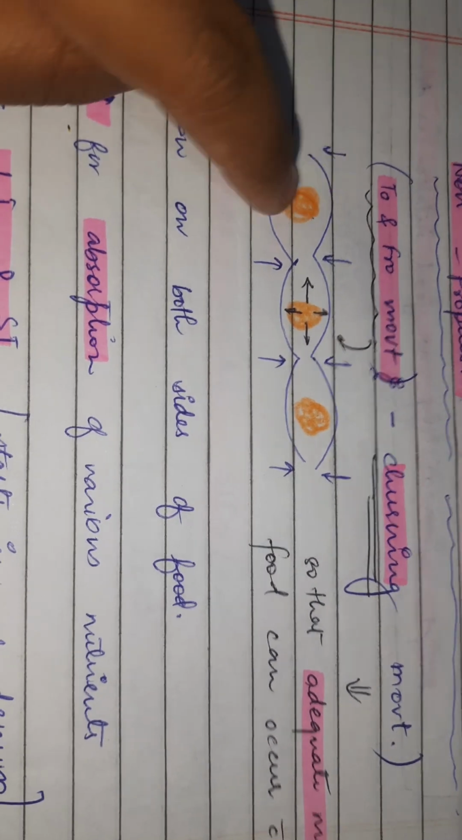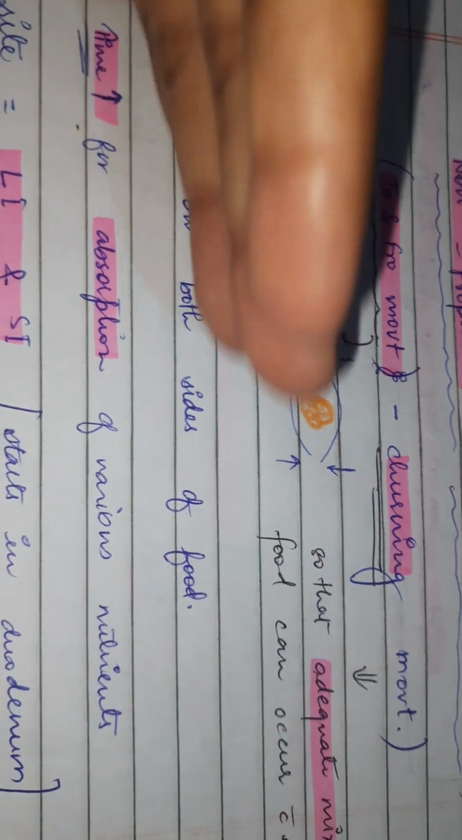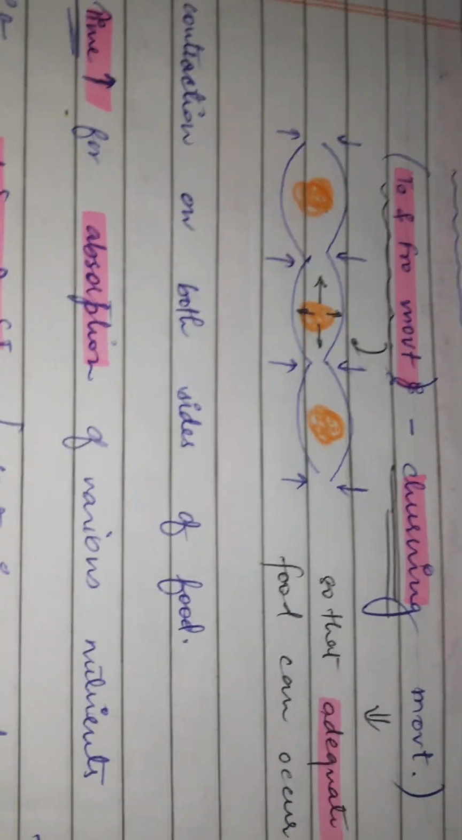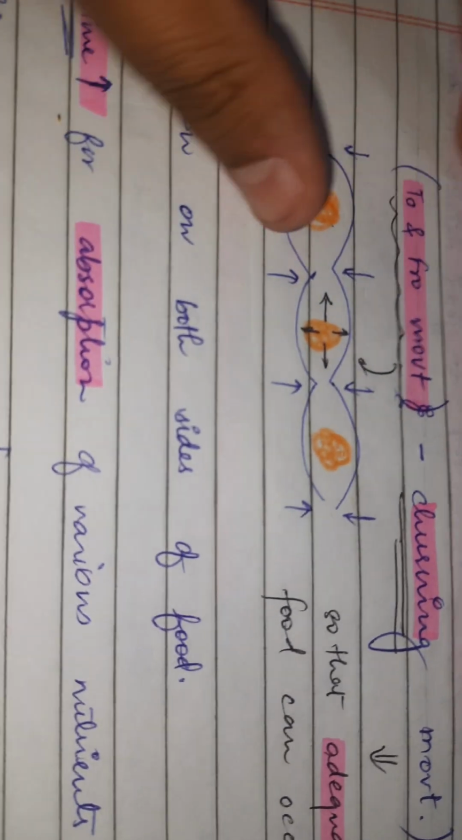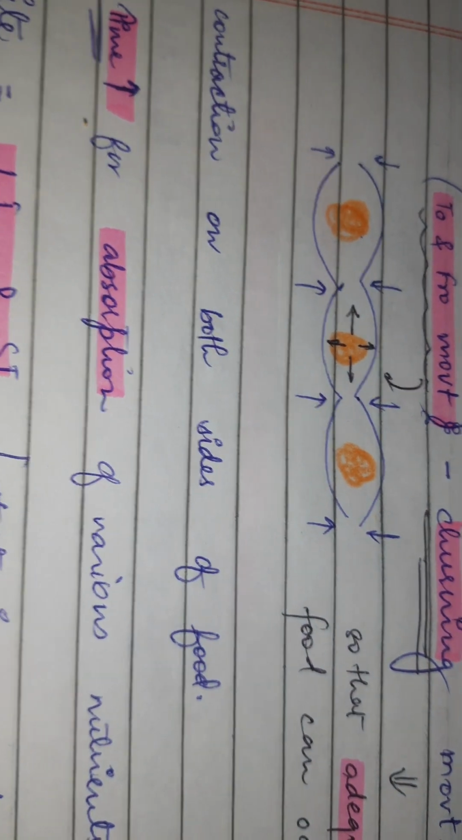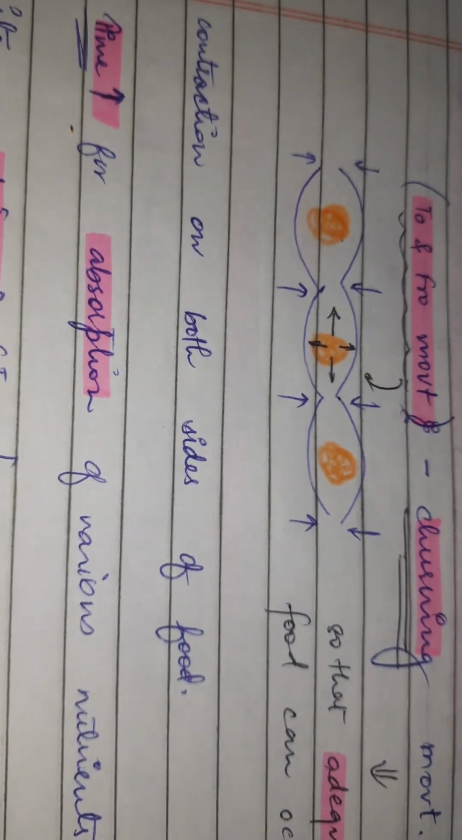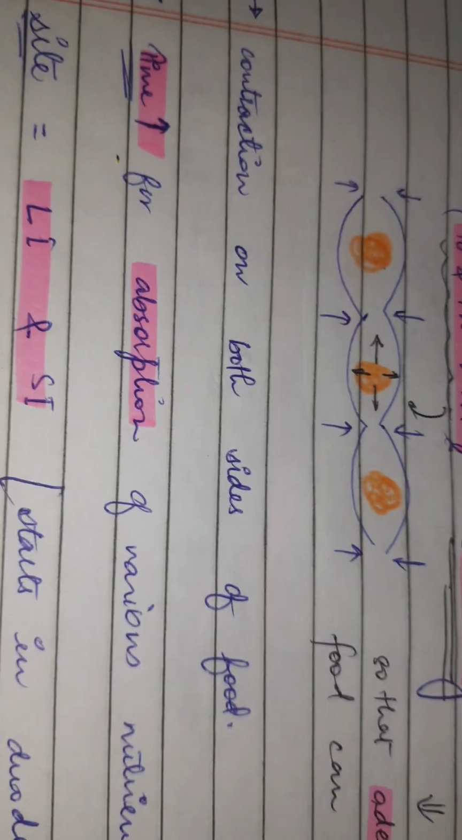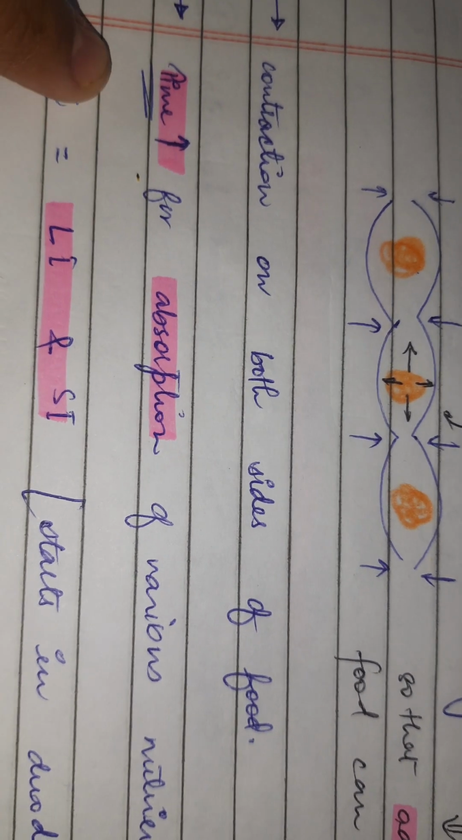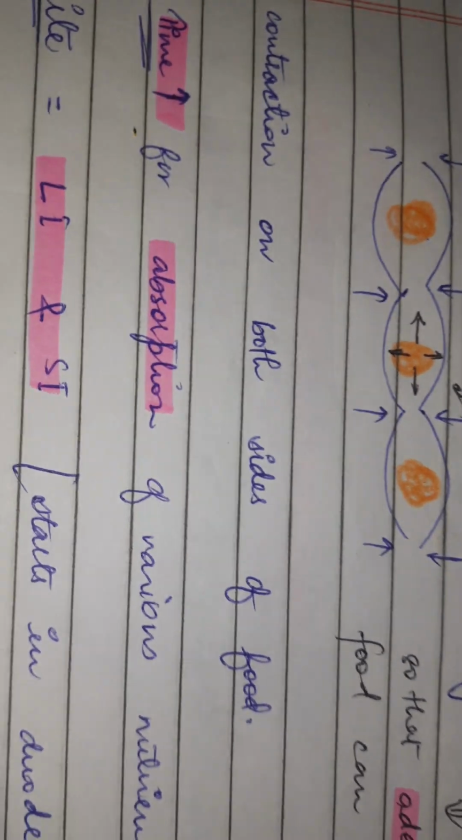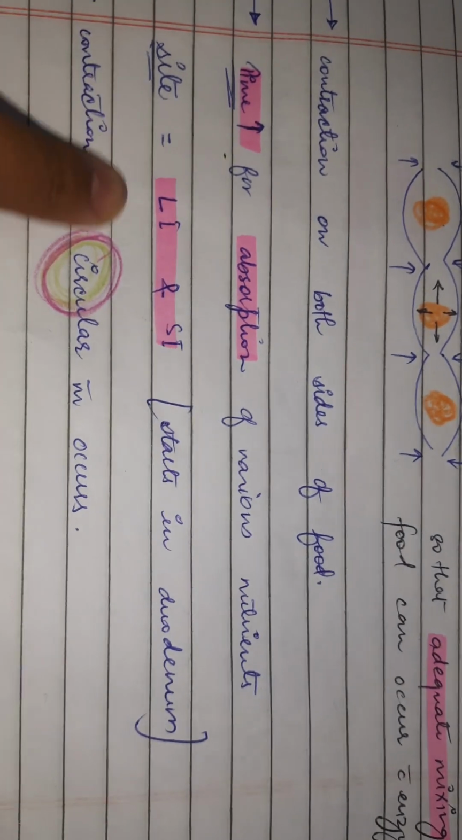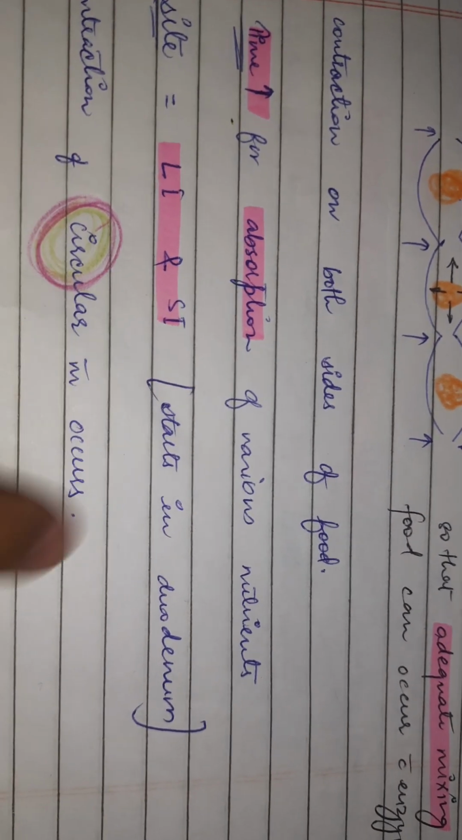Time increases, which means the food does not go further. Food stays there, because in front also and in back also contraction occurs, so food cannot move to the front or back. It stays in its place only, so the time increases for the absorption of various nutrients because it stays in the intestine only. The site is the large intestine and small intestine.